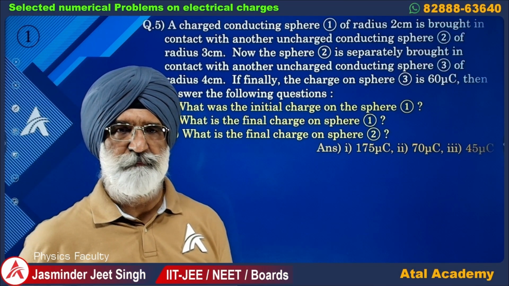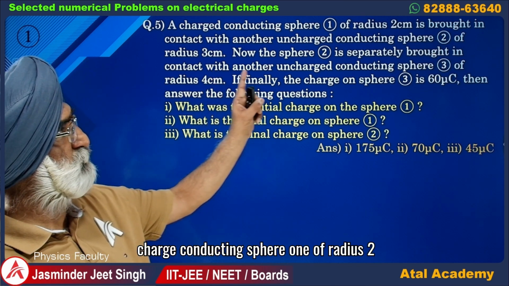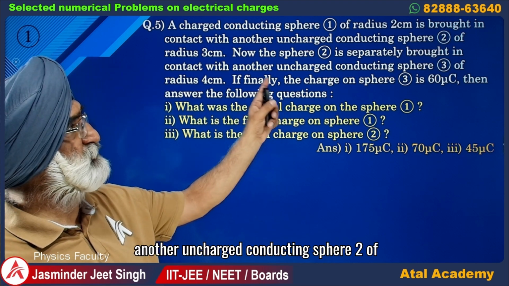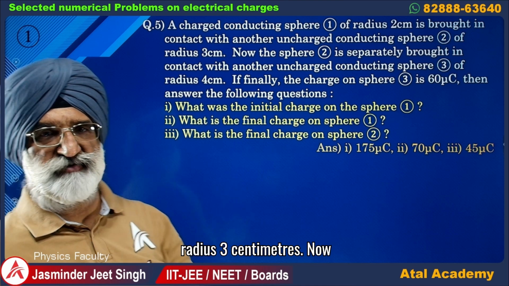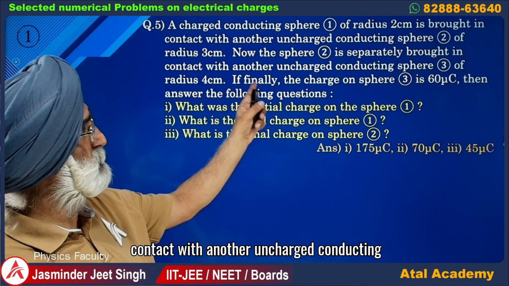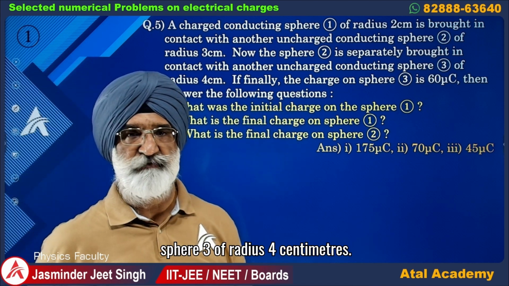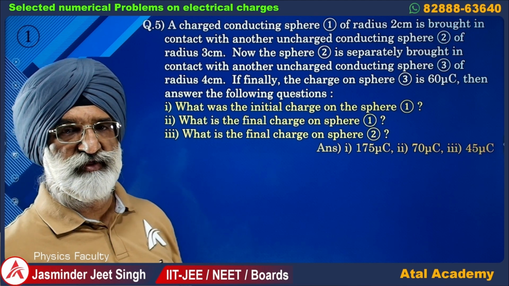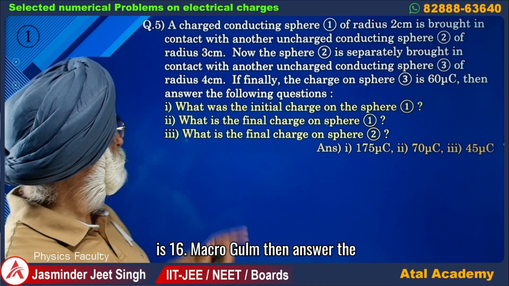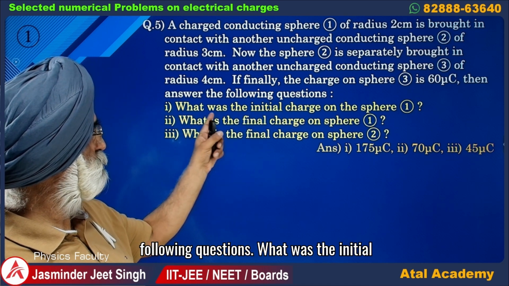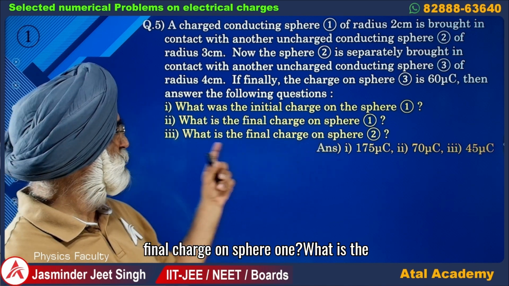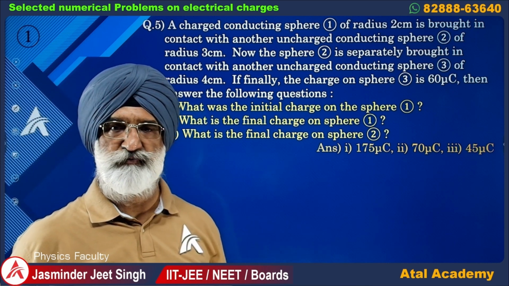Numerical number 5. A charged conducting sphere 1 of radius 2 cm is brought in contact with another uncharged conducting sphere 2 of radius 3 cm. Now sphere 2 is separately brought in contact with another uncharged conducting sphere 3 of radius 4 cm. If finally the charge on sphere 3 is 60 microcoulomb, answer the following questions. What was the initial charge on sphere 1? What is the final charge on sphere 1? What is the final charge on sphere 2?